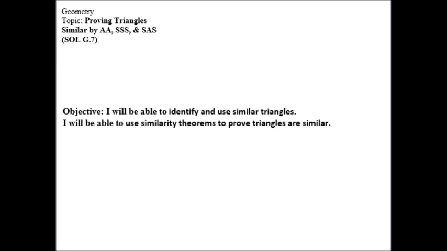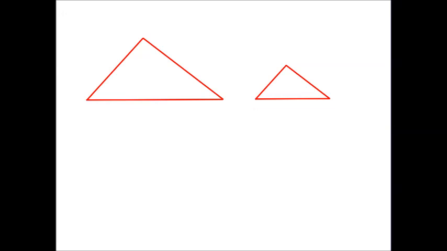Today our objective is we will be able to identify and use similar triangles, and we will be able to use similarity theorems to prove that triangles are similar. But first, let's recall what similar really means. Remember, for two triangles or any type of polygons to be similar, their angles have to be congruent. All three angles have to be congruent, and all three sides have to be proportional.